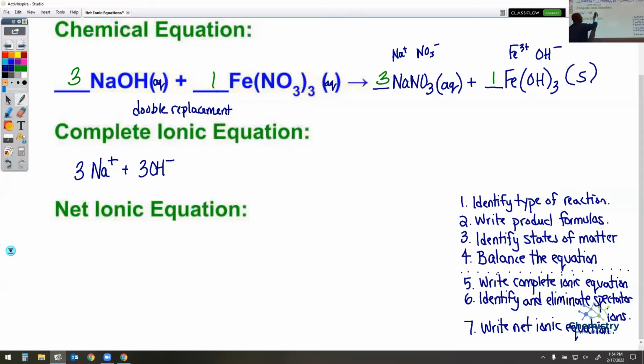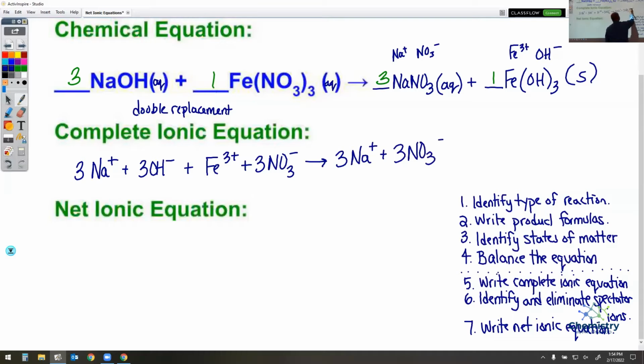Continuing, I have iron 3 nitrate. That's composed of 1 iron atom that has a 3+ charge and 3 nitrate ions which have a -1 charge each. Moving on to the product side, I have 3 sodium ions plus 3 nitrate ions. Sodium nitrate, again, is completely soluble. And finally, I end up with iron 3 hydroxide, which is going to remain intact because it's a solid, so it doesn't dissociate into ions when placed in a water solution.